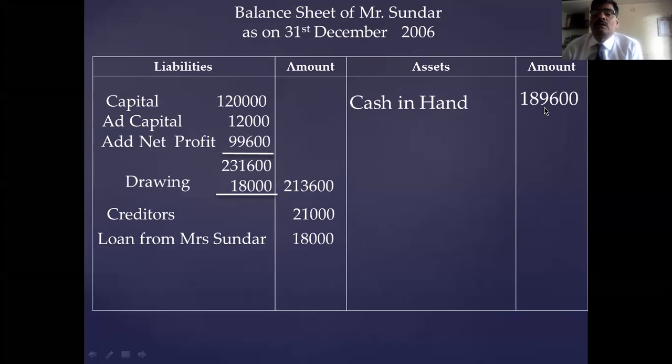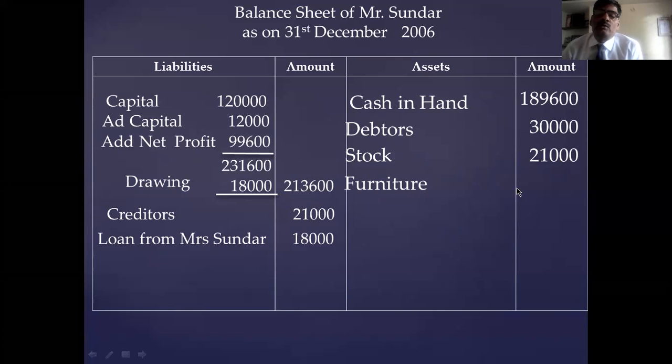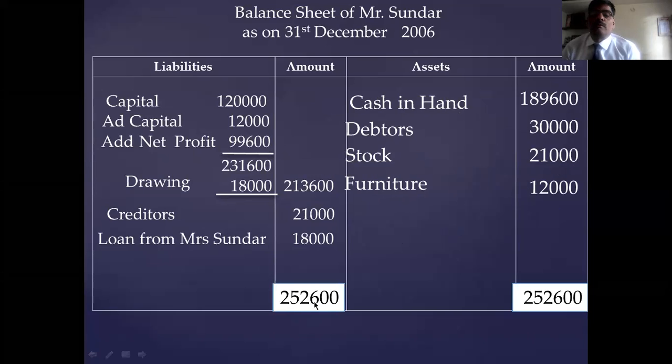Cash account balance is 1,89,600. Debtors account balance is 30,000. Closing stock is 21,000. Then furniture purchased in the cash book is 12,000. I think these are the items. Take the total. Total is 2,52,600. This is the total of the balance sheet.